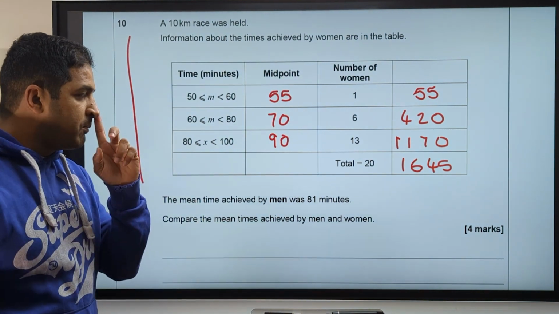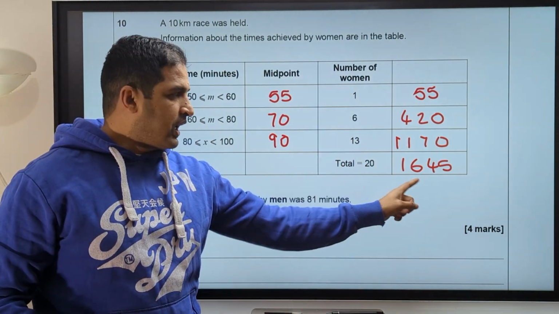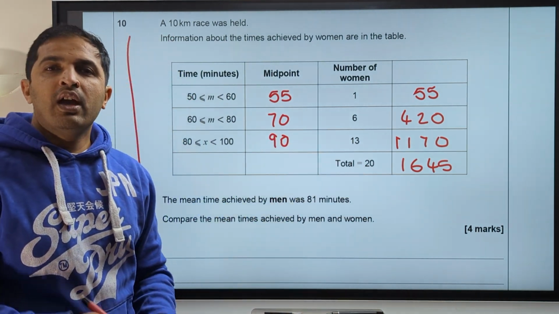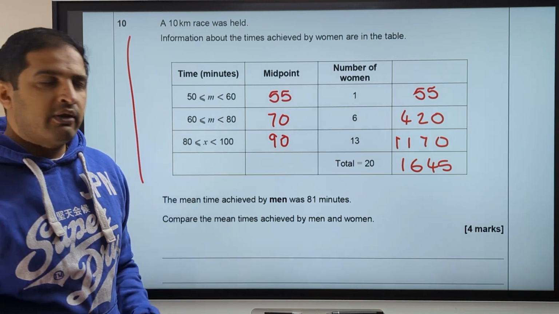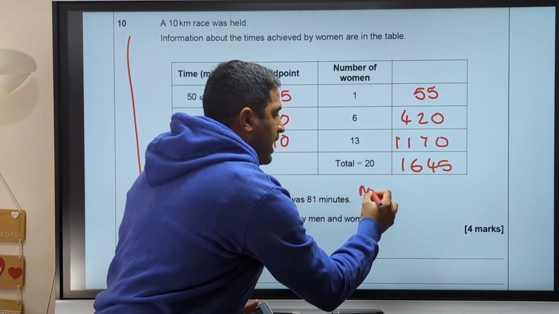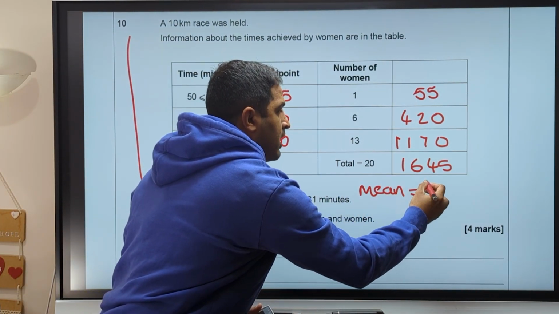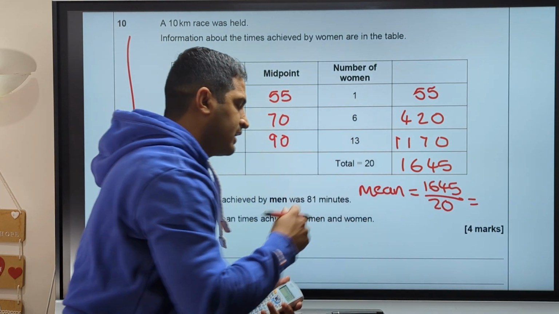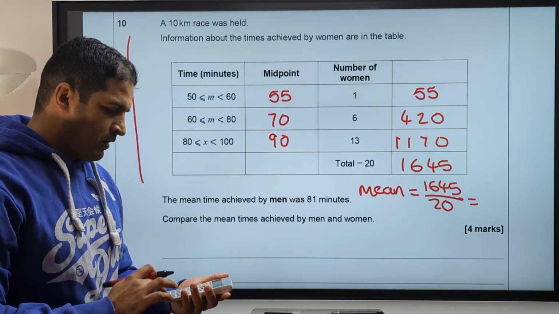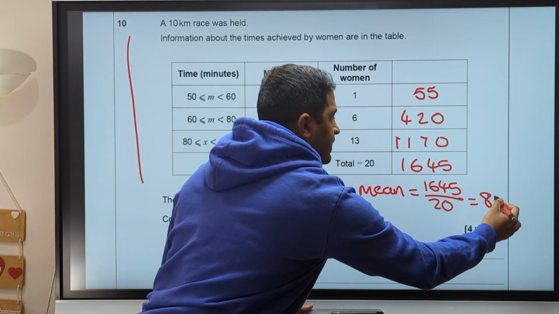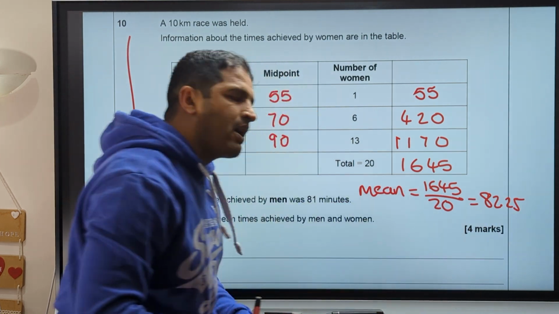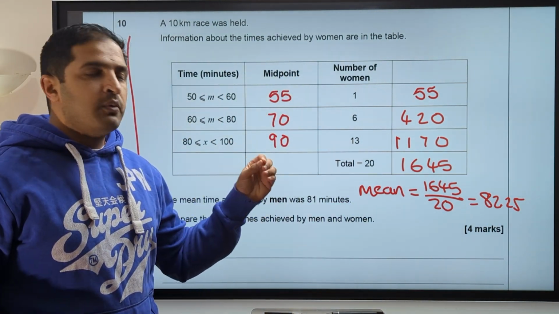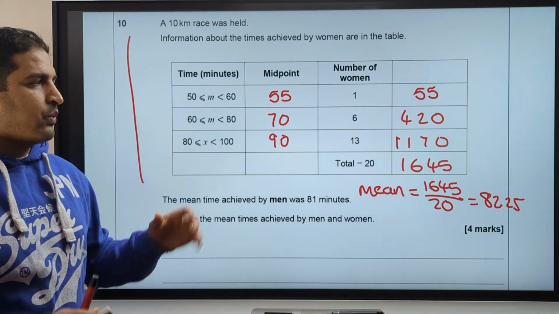So if you want to work out the mean value, you take the total minutes taken by these 20 women and divide by 20. So work out what on average one woman would have taken. So the mean value for the women is 1645 divided by 20, and that'll give us the value of 82.25. So on average, women took 82.25 minutes to complete the race.